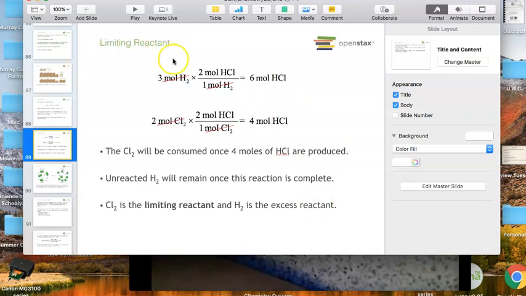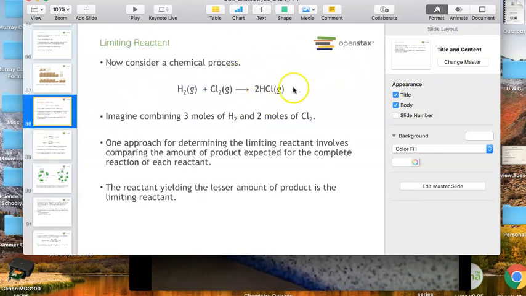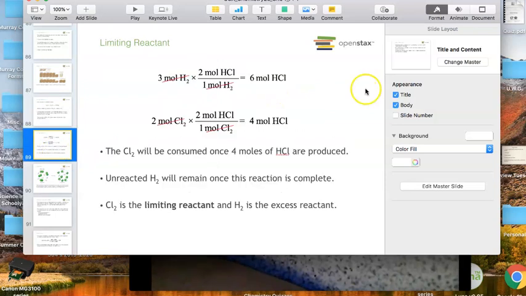So notice that with limiting reactant problems, they're going to give you the number of moles or the mass for each reactant. You convert it to one product. In this case, there was only one product to convert it to, but when there are 2 products, it doesn't matter which one you convert it to, as long as you're converting it to the same product each time. The Cl2 will be consumed once 4 moles of HCl are produced. Unreacted H2 will remain once this reaction is complete. So we refer to Cl2 as the limiting reactant and H2 as the excess reactant.